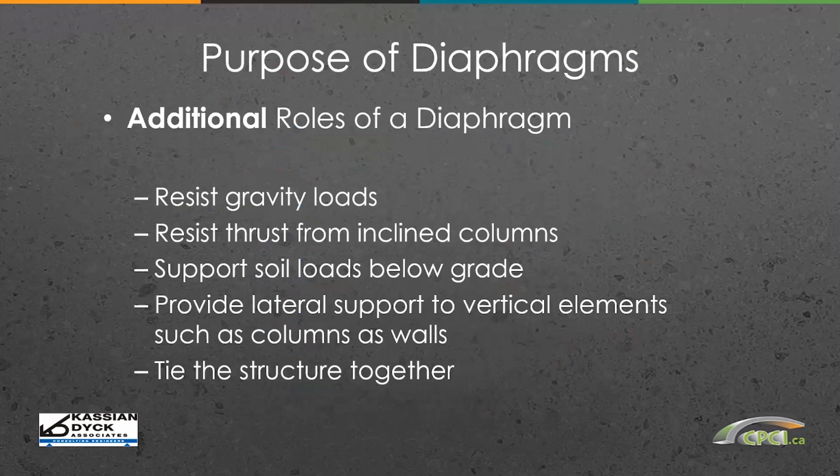Obviously, hollow core, if it's your floor system, it's going to have to support your floor loads in addition to working as a lateral diaphragm. A lot of architects today are potentially having inclined columns on structures, which create horizontal forces due to the thrust from the sloped columns. If you have a diaphragm at a main floor with a structure that's below grade, the earth pressures pushing on the walls may have to be transferred through the diaphragm to the lateral load resisting system. And obviously diaphragms are used to tie the whole structure together.